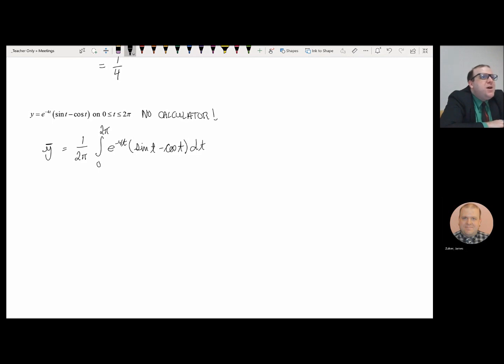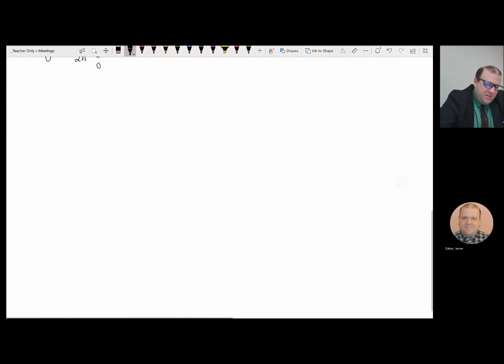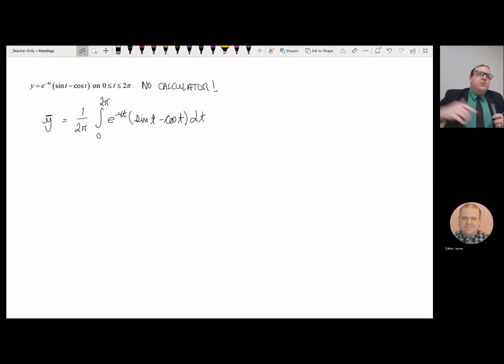Let's say this was a test problem, and the problem would say you're not allowed to use a calculator. One over b minus a. Essentially, it's 1 over the length of your interval. So the length of the interval counts as the number of data points, let's say. Since we're not allowed to use a calculator, how would we go about finding this integral? What technique would we have to use?